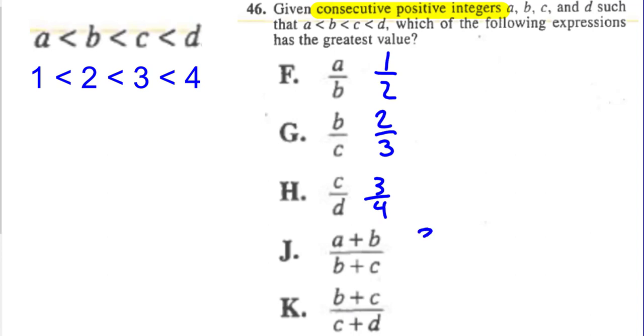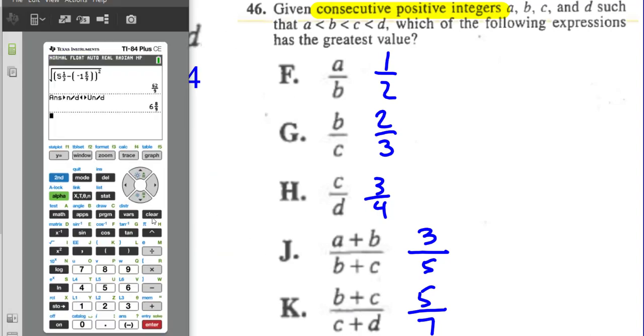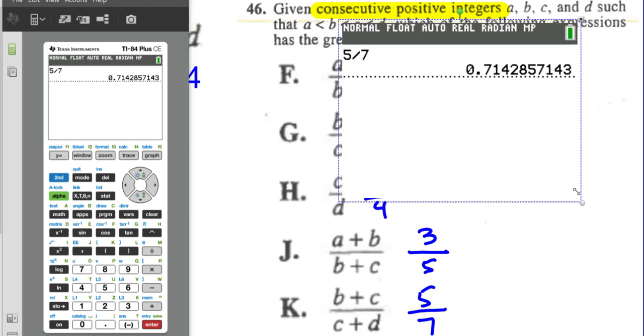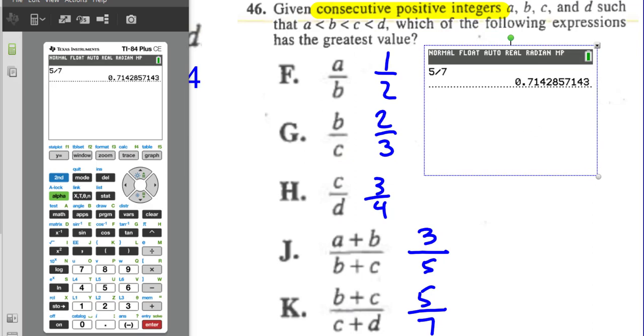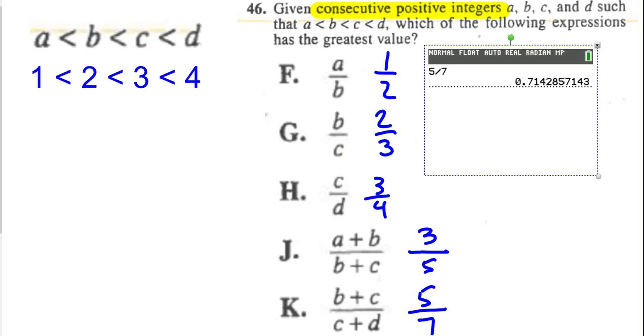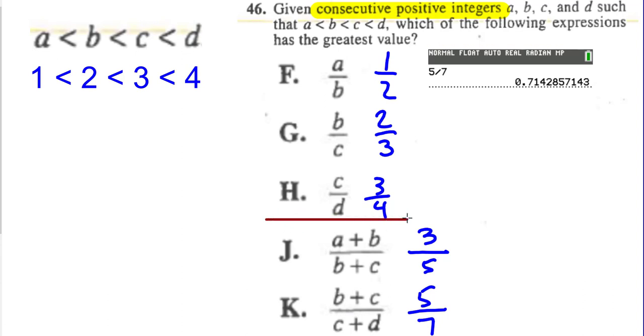A plus B would be 3. B plus C would be 5. That's 0.6, that's 0.75, so this is still in the running. And then B plus C, 5, over C plus D, 7. I'm going to have to check that out on a calculator to see what I get. So let's try that. 5 divided by 7 will give me a decimal right away. And I can see that 3/4 or 0.75 is the greatest value there. H.